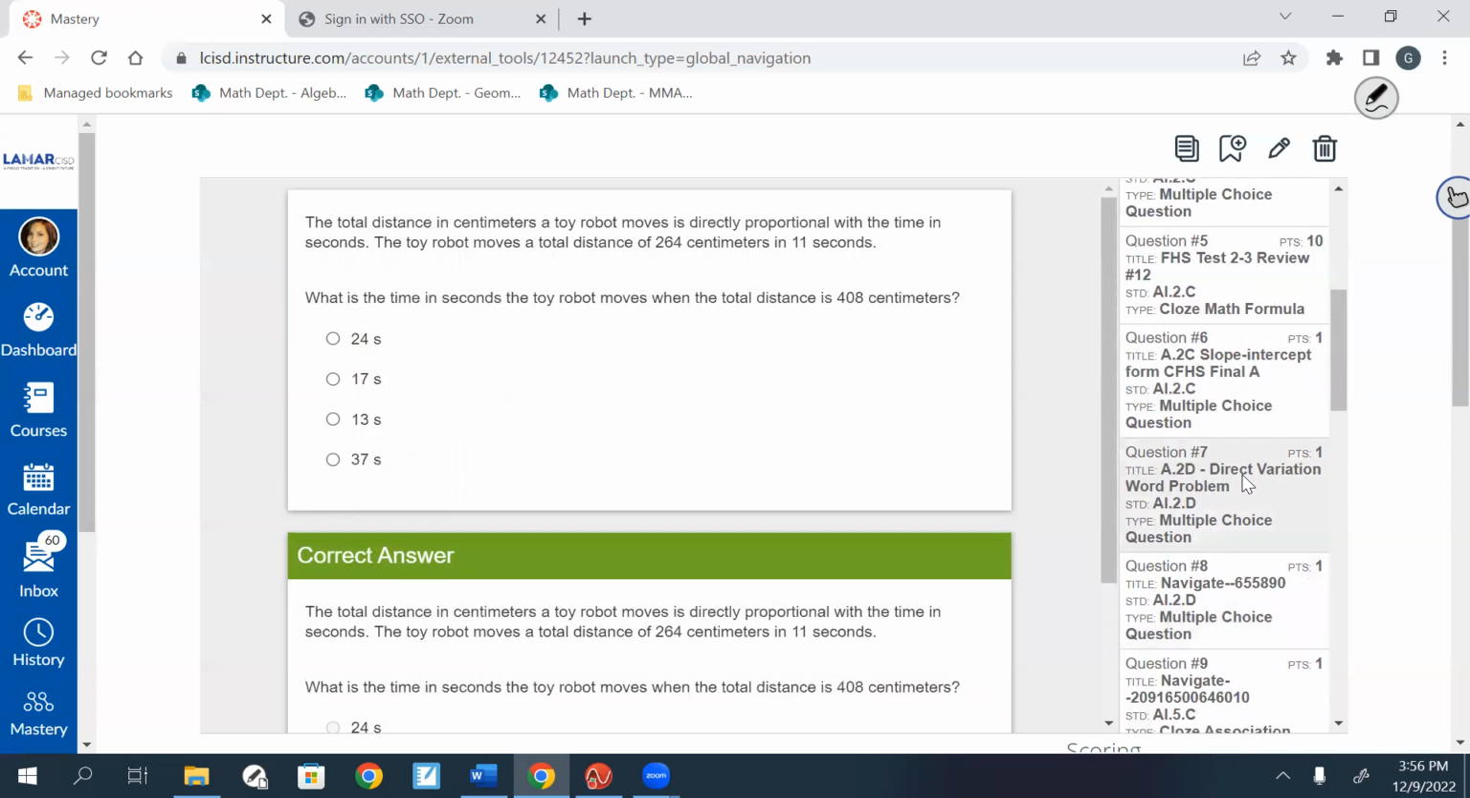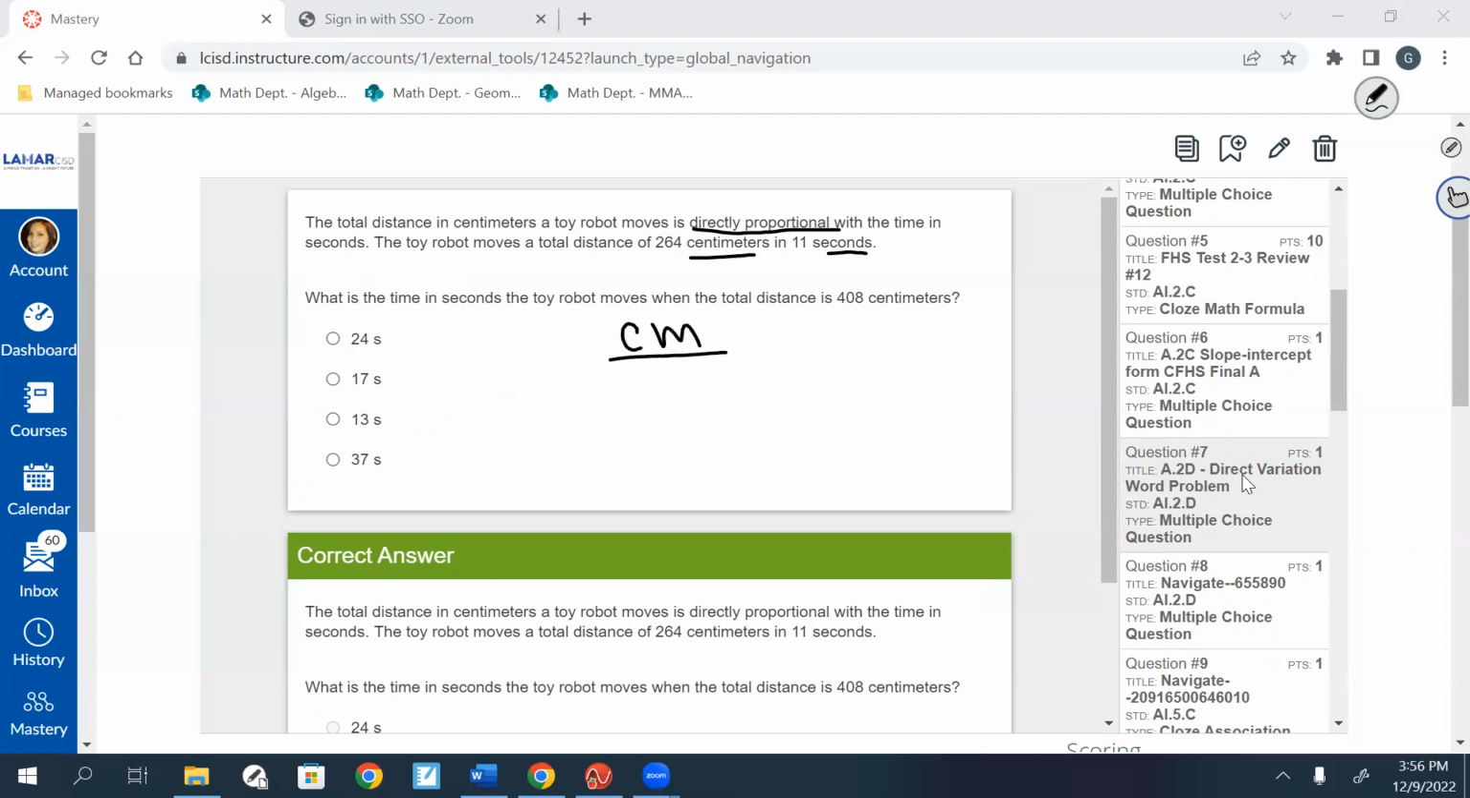Okay, this one here, this is direct variation. So you can tell it's direct variation because you see these words directly proportional. So kind of read it here. It says the total distance in centimeters a toy robot moves is directly proportional with the time in seconds. The toy robot moves a total distance of 264 centimeters in 11 seconds. So y'all can see centimeters and seconds. Those are the units that we have.